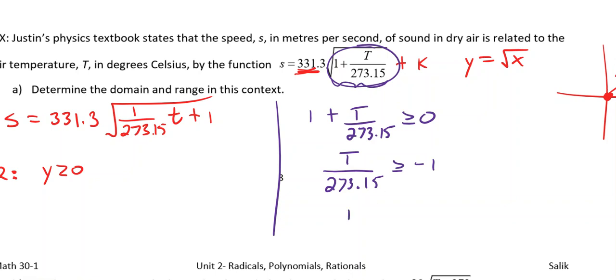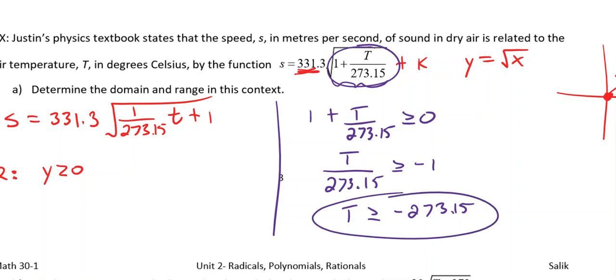And then t has to be greater than or equal to, and I'm just going to multiply both sides by 273.15. So negative 273.15. And that's it. So now we know that's our domain, right? It has to be greater than that number. Anybody want to take a guess at what that number is based on the context of this question?